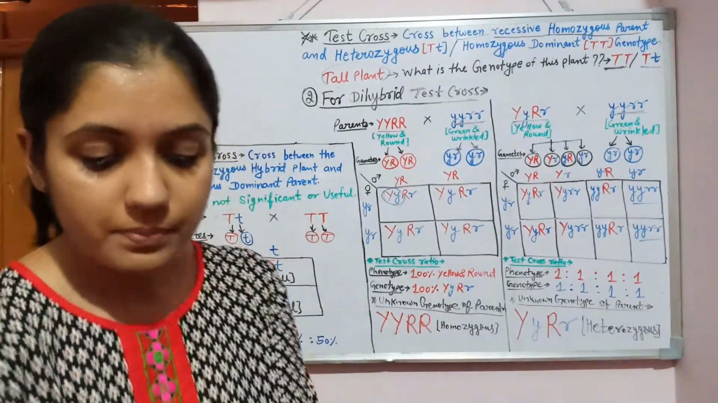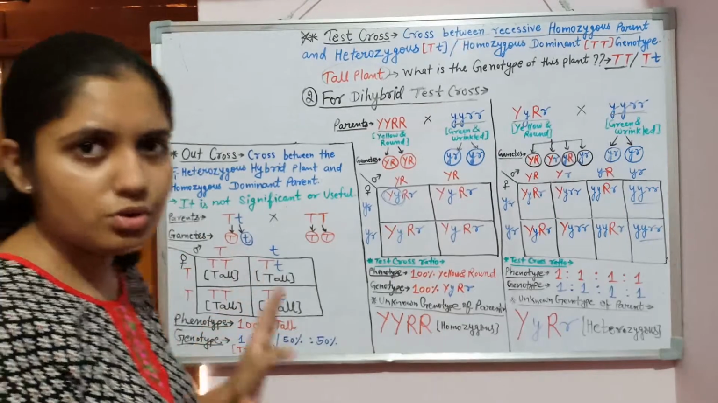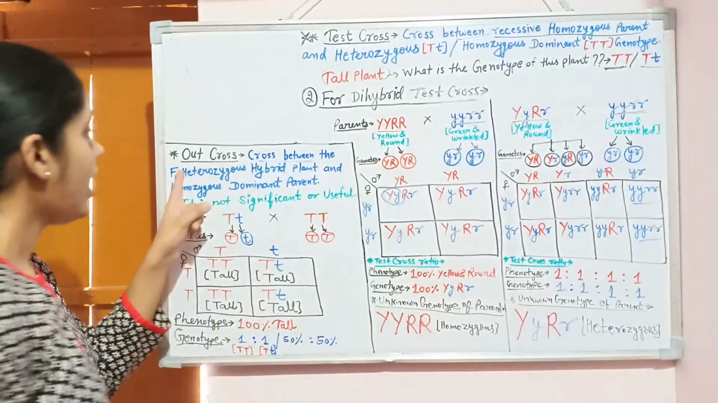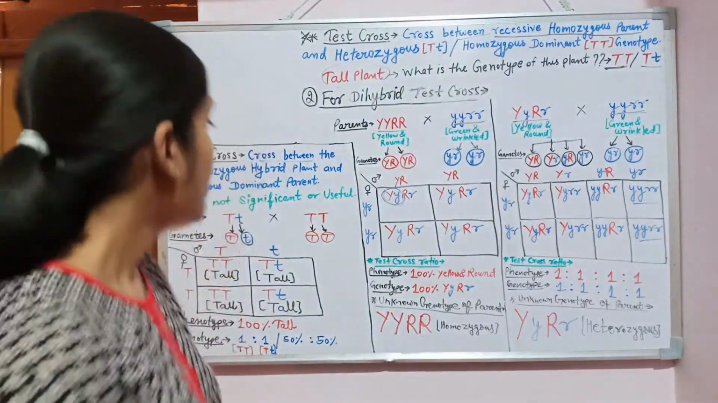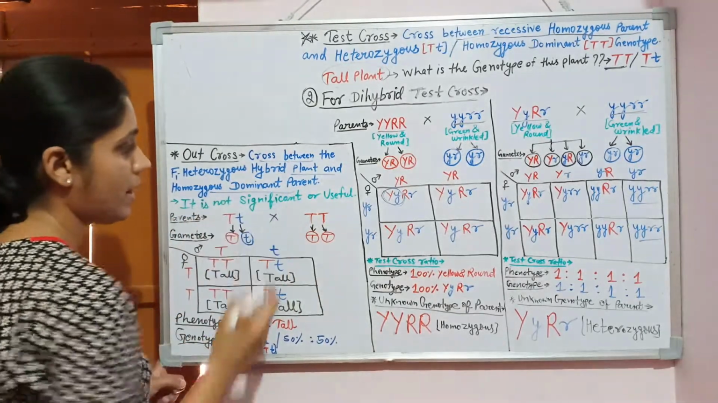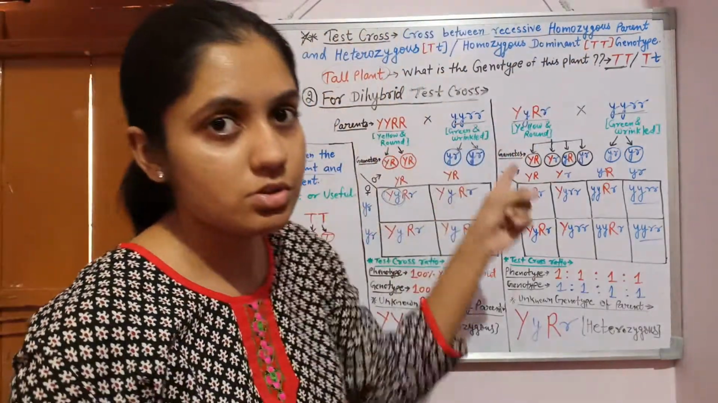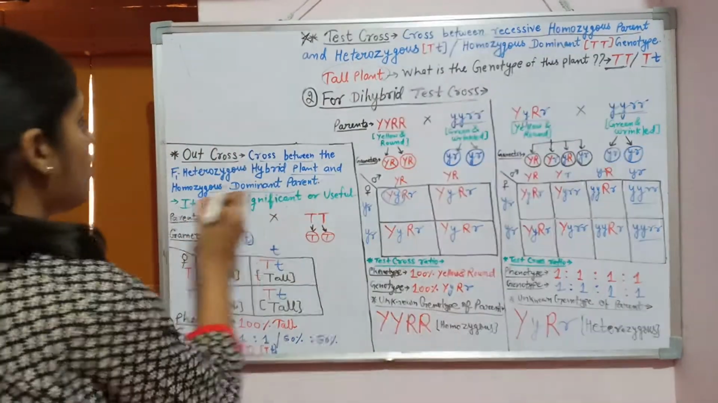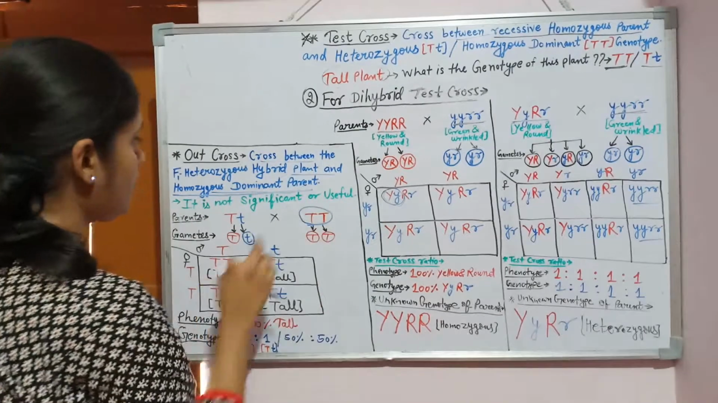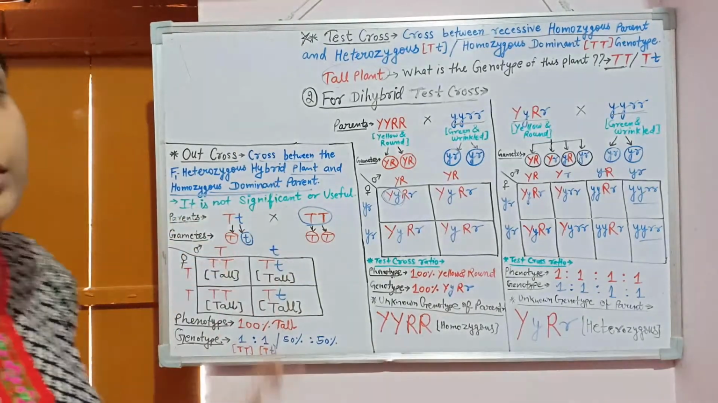Then the other important cross is the outcross. This is not so important. The definition is the cross between the F1 heterozygous hybrid plant and the homozygous dominant parent. Here, in the test cross, we take the homozygous recessive parent, but in the outcross we take the homozygous dominant parent. This is the fix for the outcross. But this outcross is not so significant or useful.